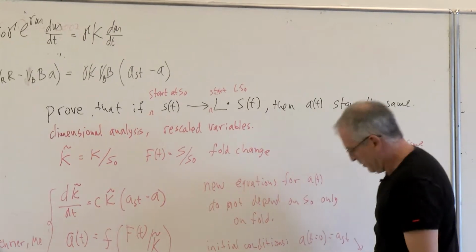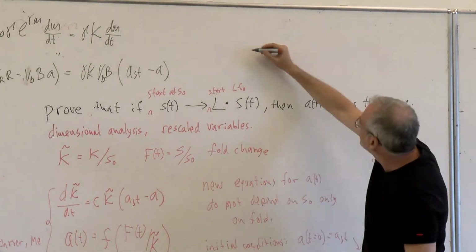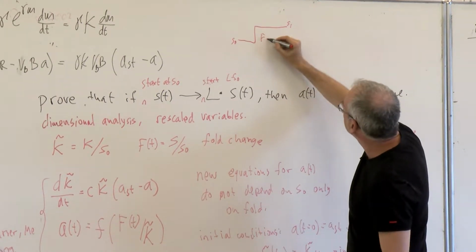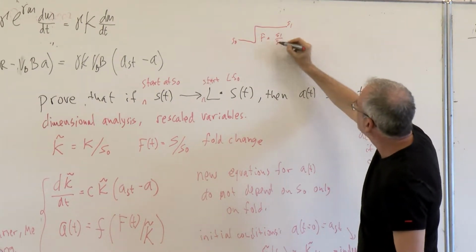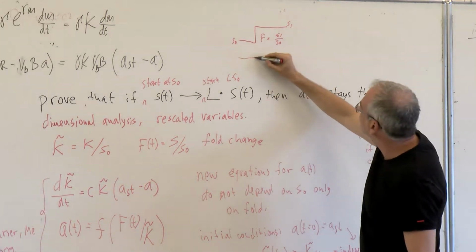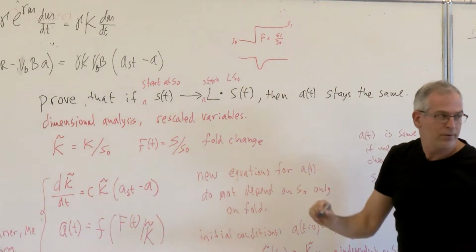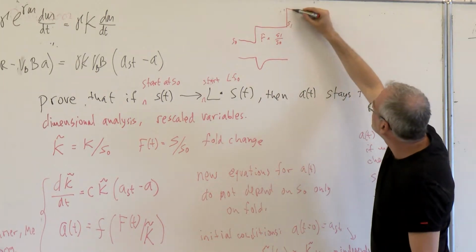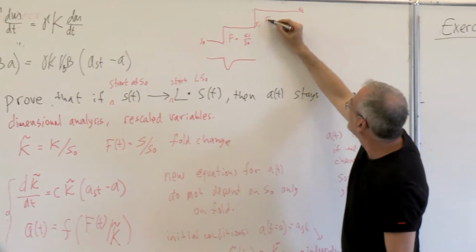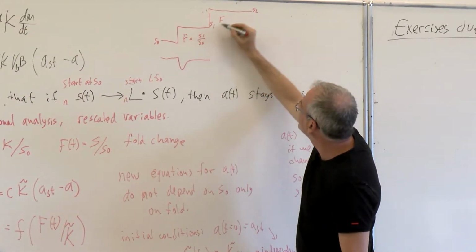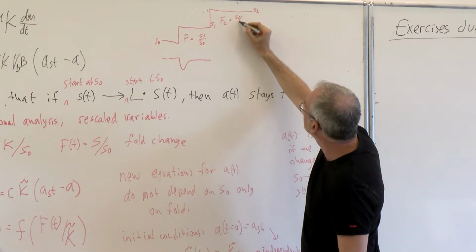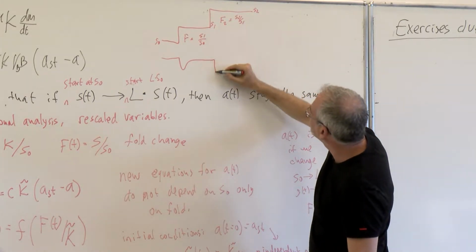In the sense that S0 is the same. Yeah, that's right. So in this situation, S0 to S1, we have the fold change, S1 over S0. So that's a two-fold change, and we get some response. Now if we go from S1 to S2, we get a new fold change, F2 is S2 over S1, and we get another response.